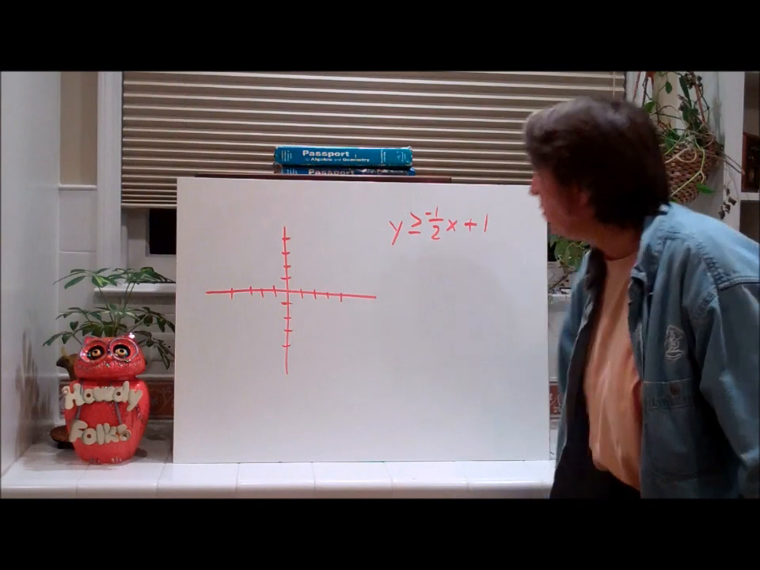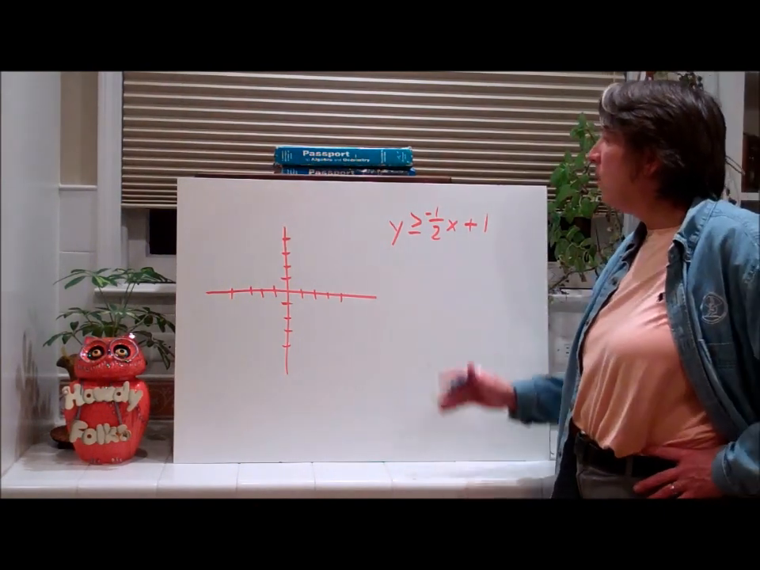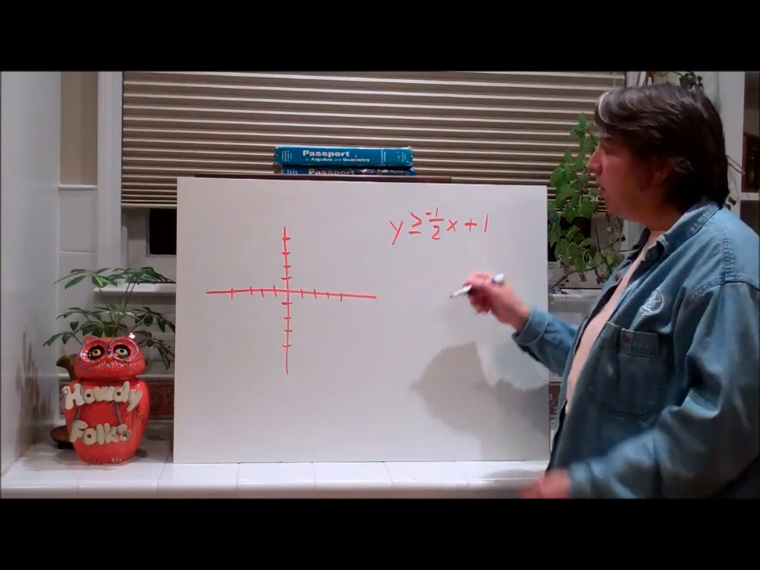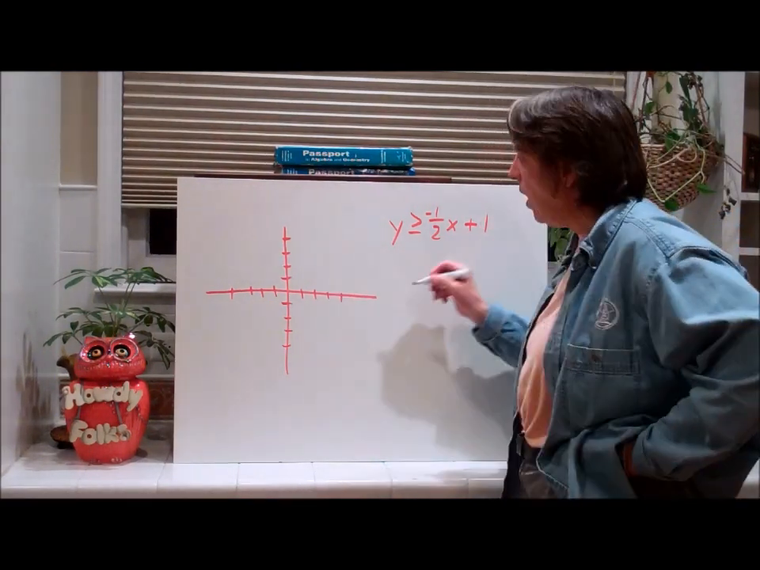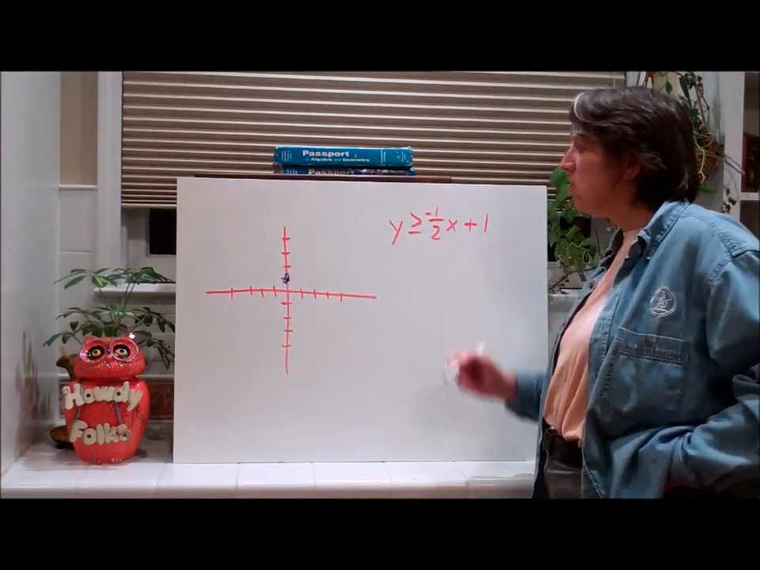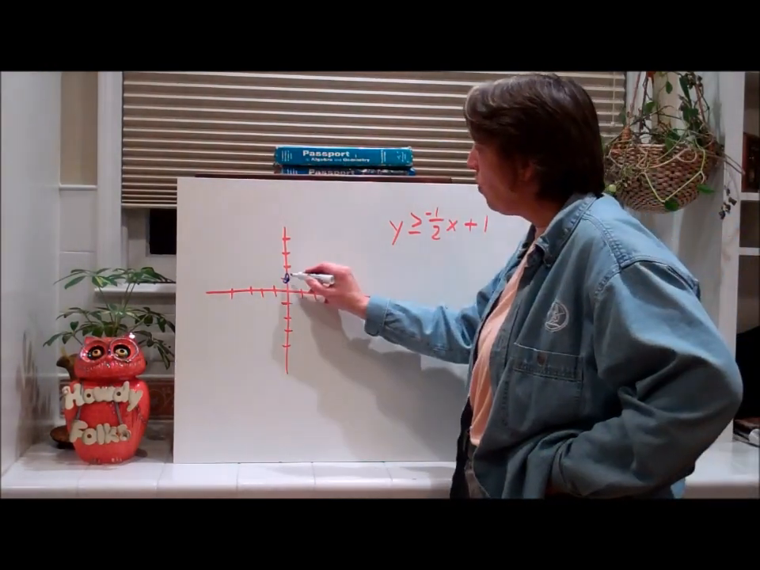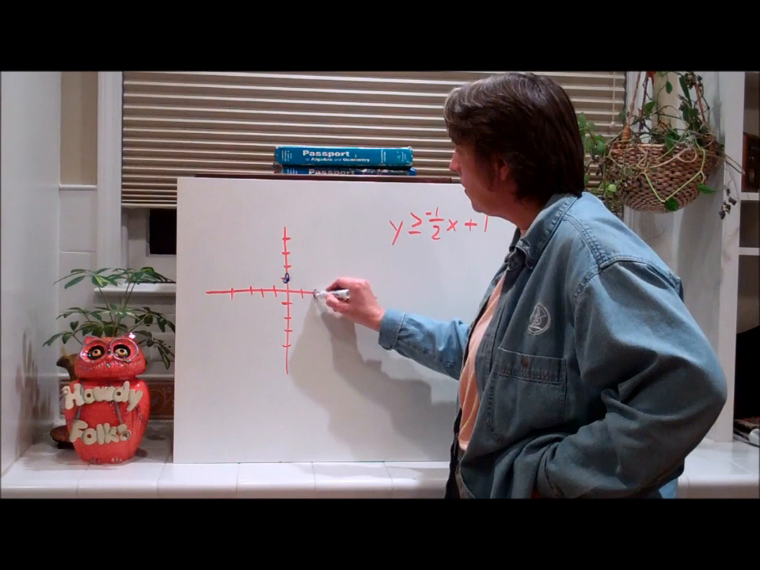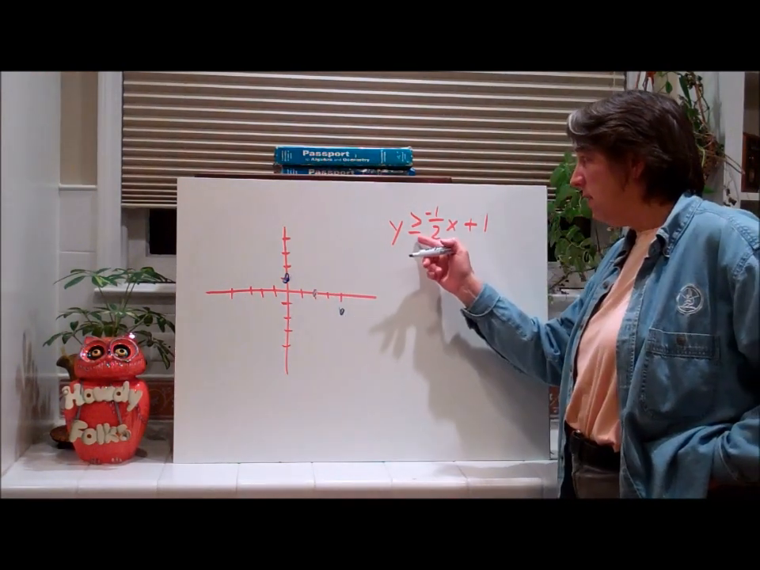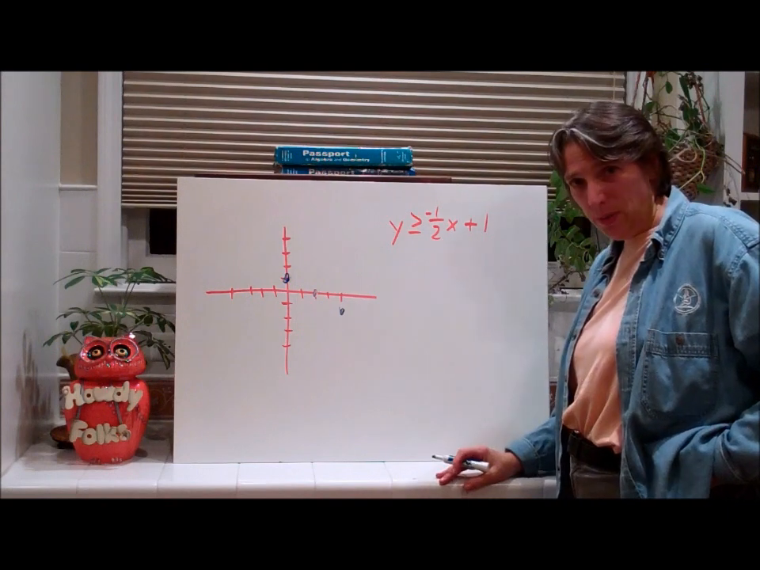Alright, let's look at this one. I already put this in slope-intercept form. I'm going to plug in a 1 for the y-intercept, and graph my slope, which is rise, drop 1, run 2. Now this one's different. It's greater than or equal to.